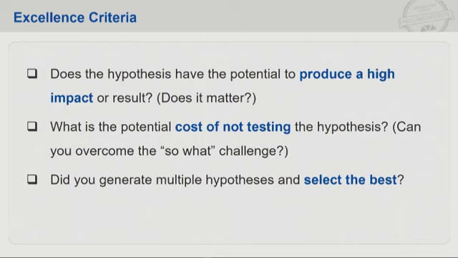Here's another question. What is the potential cost of not testing this hypothesis? If the cost isn't really high, maybe you don't need to run this test. And then I think this may be one of the most important questions I bring to bear here. Did you generate multiple hypotheses and select the best, or did you just get one good idea and try it? Until you generate options, you really can't evaluate the options you select.